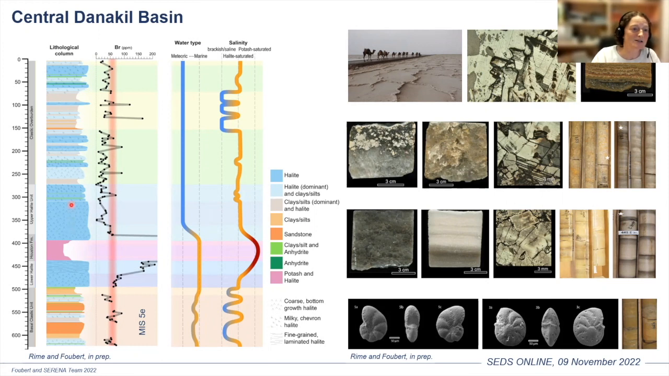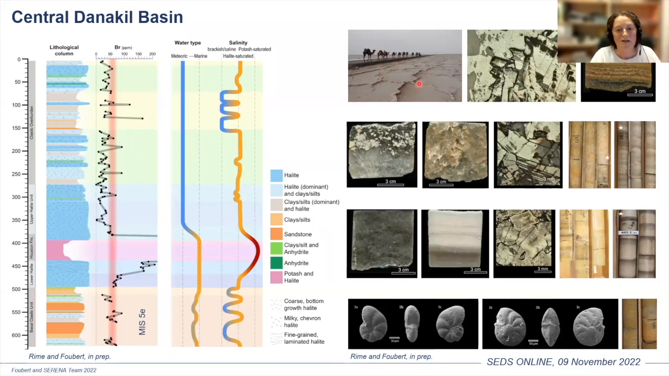The thickness of the unit we can explain by remobilization of older marine evaporites, which are also partly exposed at the margins. Then you have a nice alternation of fine-grained sediments and halite, reflecting the transition to a saline pan environment comparable to the present-day conditions at the Danakil Depression.